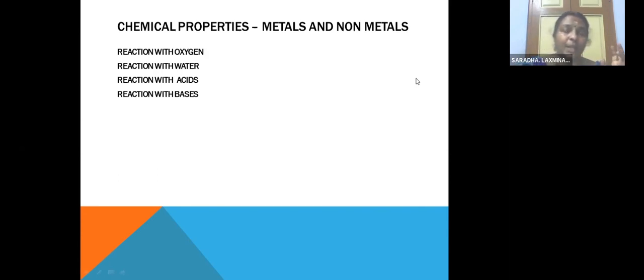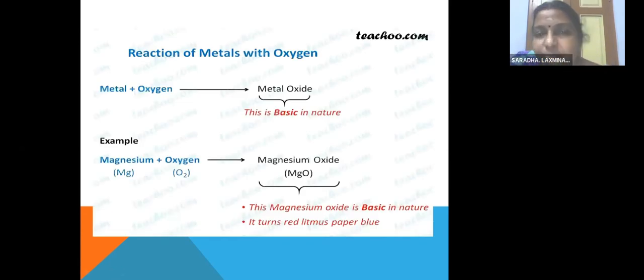Because this will be the nice fundamental thing for class 10 chemistry, right? So whatever is possible, we will teach the child. Now, reaction of metals with oxygen, very important. When a metal reacts with oxygen, it forms a metal oxide. And this metal oxide is basic in nature. An example is magnesium combining with oxygen to form magnesium oxide.